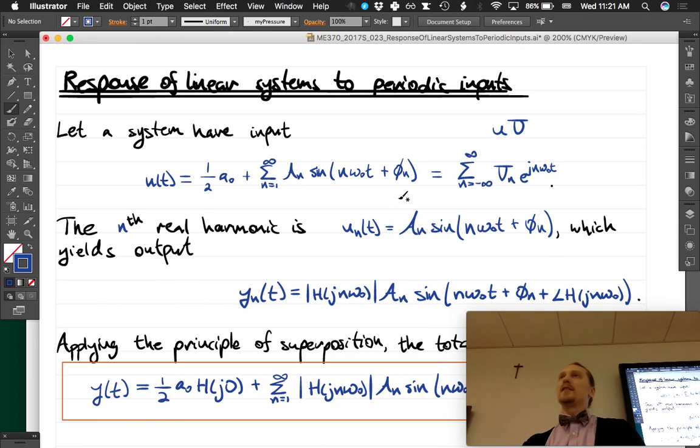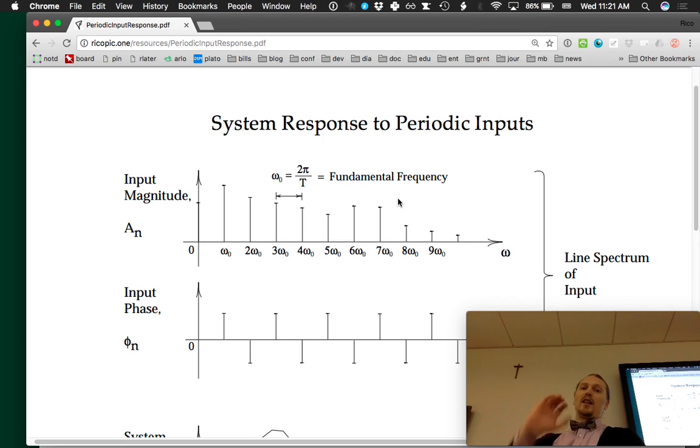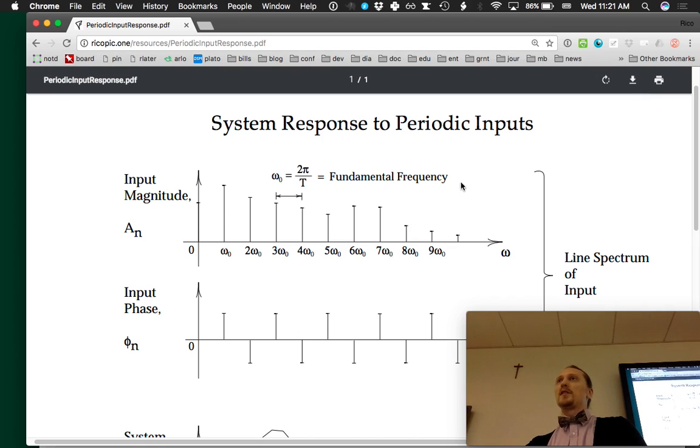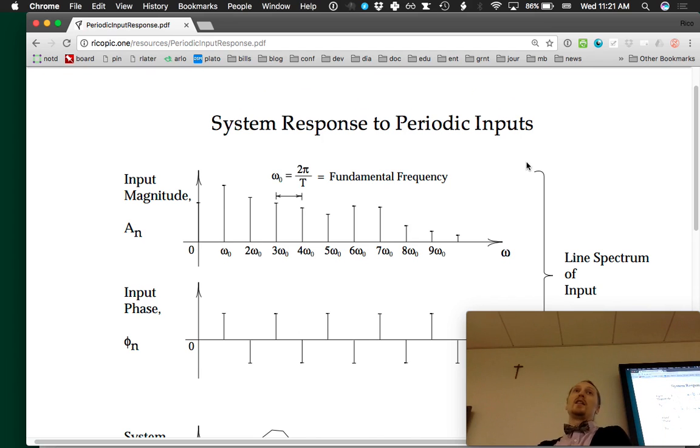We know what all the phi n's are because we did a Fourier series analysis on it, and we plot them on this spectrum. So that's the first thing we do. The input has these magnitudes and these phases. So we're not going to do anything to the input after that. We just have the input.